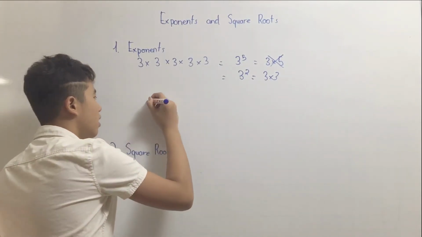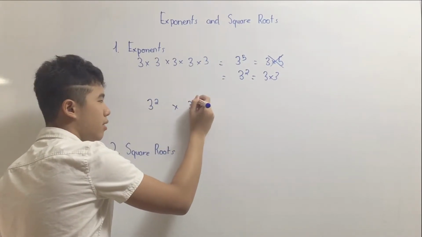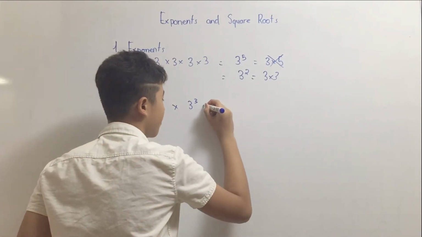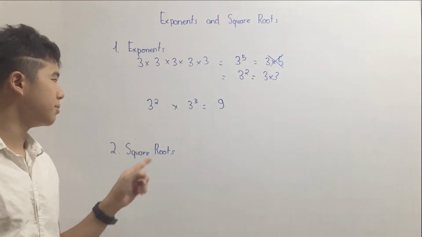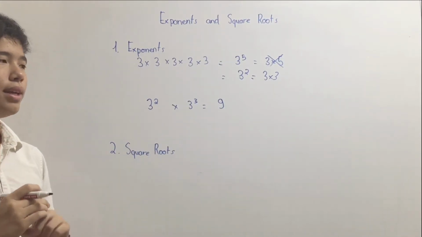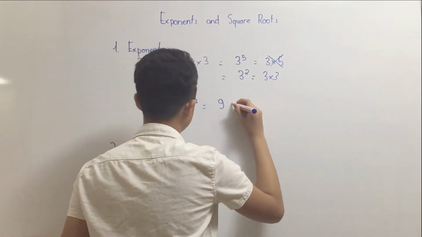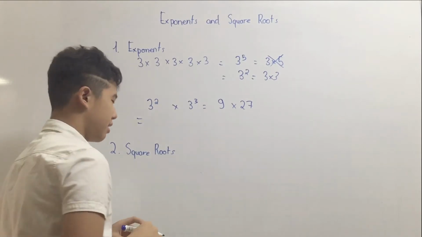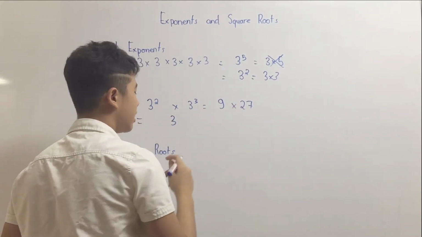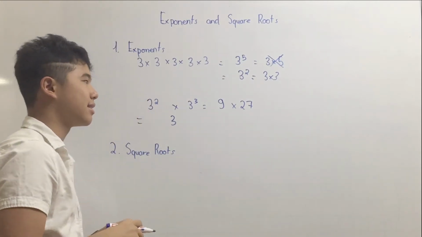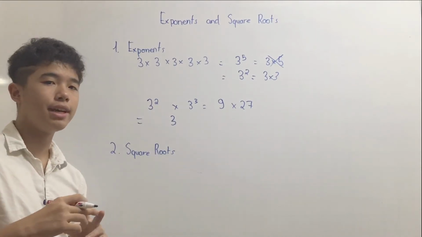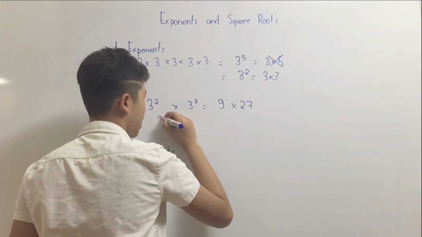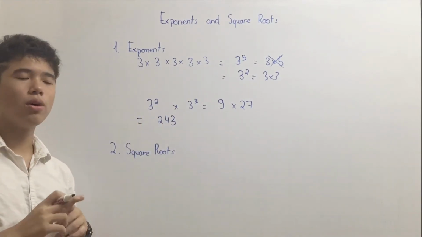Let's do an example. 3 to the 2 times 3 to the 3. First, 3 to the 2 is equal to 3 times 3, which is 9. Then 9 times 3 to the 3, so 3 times 3 times 3 equals 27. 9 times 27. Oh my god, I love numbers. 9 times 7 is 63. 9 times 2 is 18, plus 6. 18 plus 6 is 24. So the answer is 243.